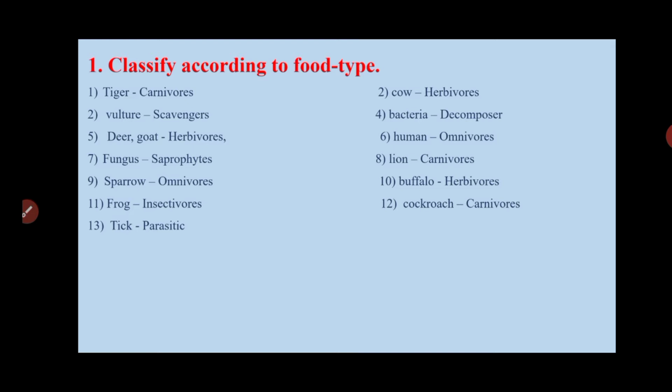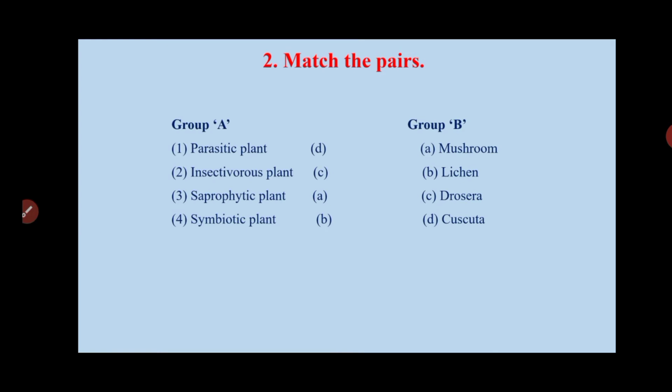Then fungus is a saprophyte. Lion is also carnivorous. Sparrow is omnivorous because it eats both types of food, plants and animals. Then frog is insectivorous. Cockroaches are carnivorous, and tick is a parasite. Parasitic means they depend on other animals. They suck their blood.